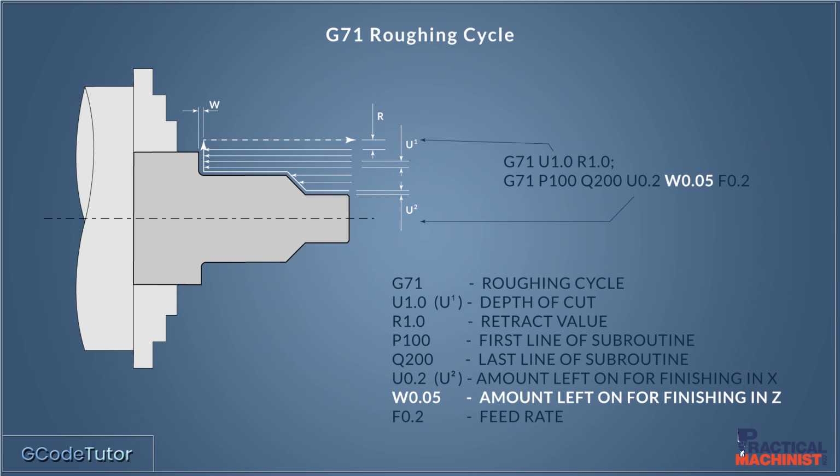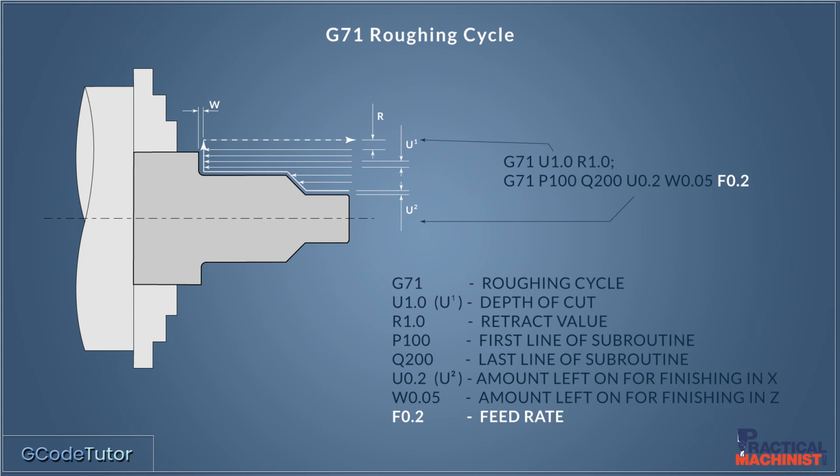And finally, we end our roughing cycle by issuing a feed rate. So I'm giving it a feed rate of 0.2mm per revolution, and that works out around 8 thousandths of an inch per revolution. So that's the roughing cycle explained, the two main lines of code we use during our G71 roughing cycle.